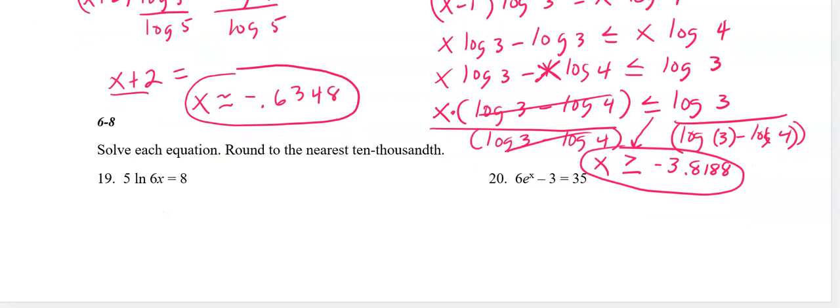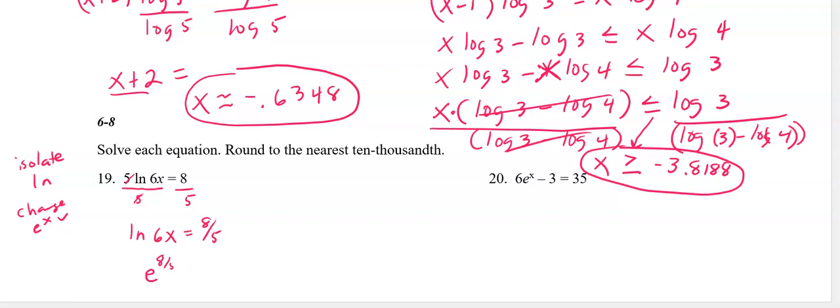And we're almost done. Number 19, these are natural log equations, so I'll give you a couple of little tips here. Isolate natural log, and then change to e to the x. Okay, so to isolate natural log, to me the easy way to do that is just divide by 5, in this case on both sides. And now we can do this. Natural log 6x equals 8/5. That means e, whenever you have natural log, the base is e. E raised to the 8/5 power is equal to 6x.